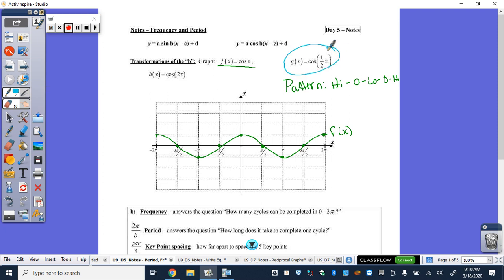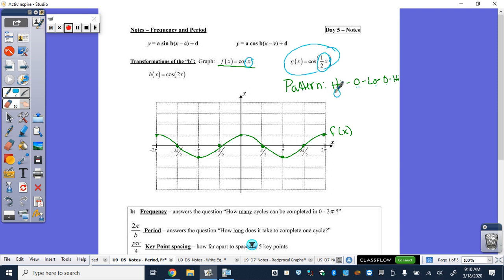Our g of x equals the cosine of 1/2 x. So what's going to end up happening with this one when it's the cosine of 1/2 x? Because this was 1x, this is 1/2 x, that means I only want to get half of the cosine curve in this period here that we have here. So it's still going to follow the high, 0, low, 0, high, only it's going to take longer in order for it to get there.